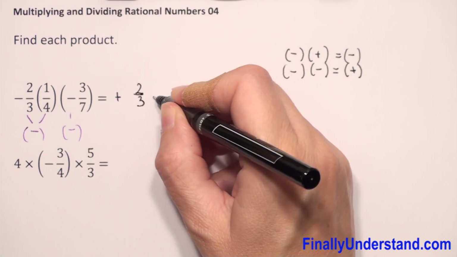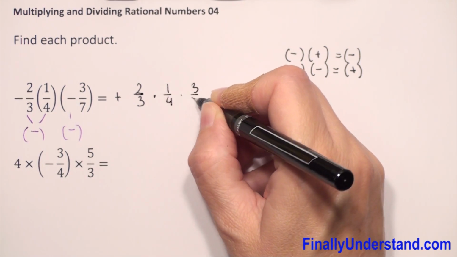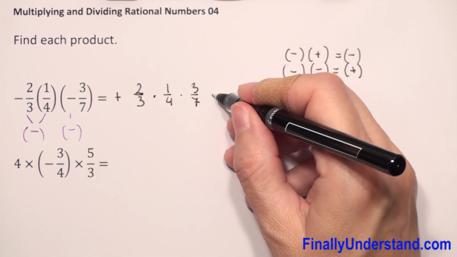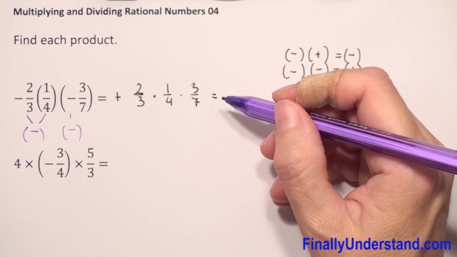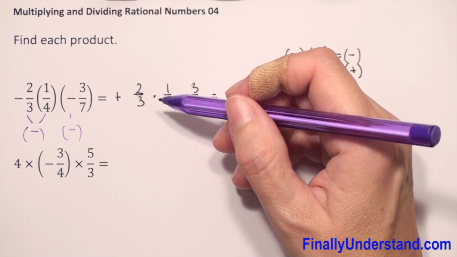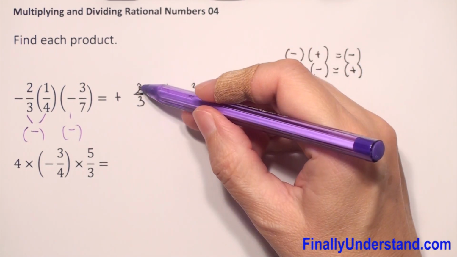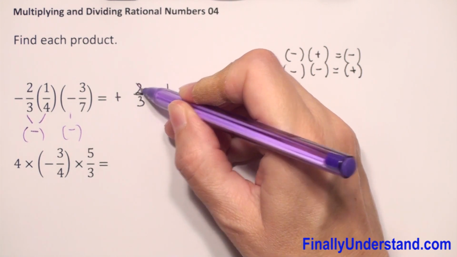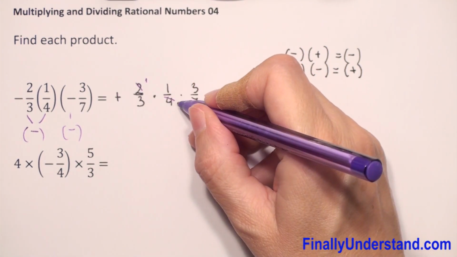2 over 3 times 1 over 4 times 3 over 7. Now we can take down the parentheses, so this is equal. A positive sign we don't have to write. And next, first we check if we can reduce something. We reduce numerator with denominator. We have 2, 3, 4, 7. We can reduce 2 only with 4. 2 divided by 2 gives me 1. 4 divided by 2 is 2.